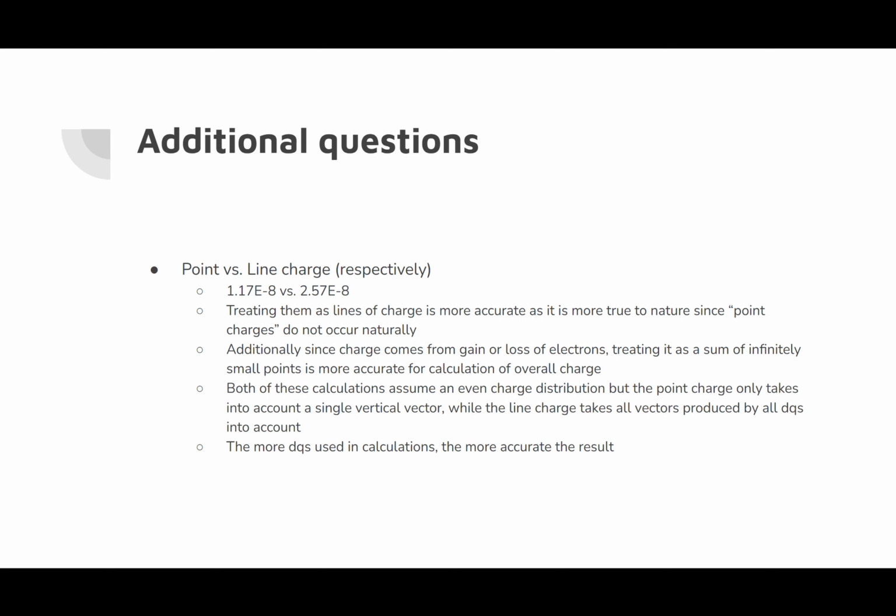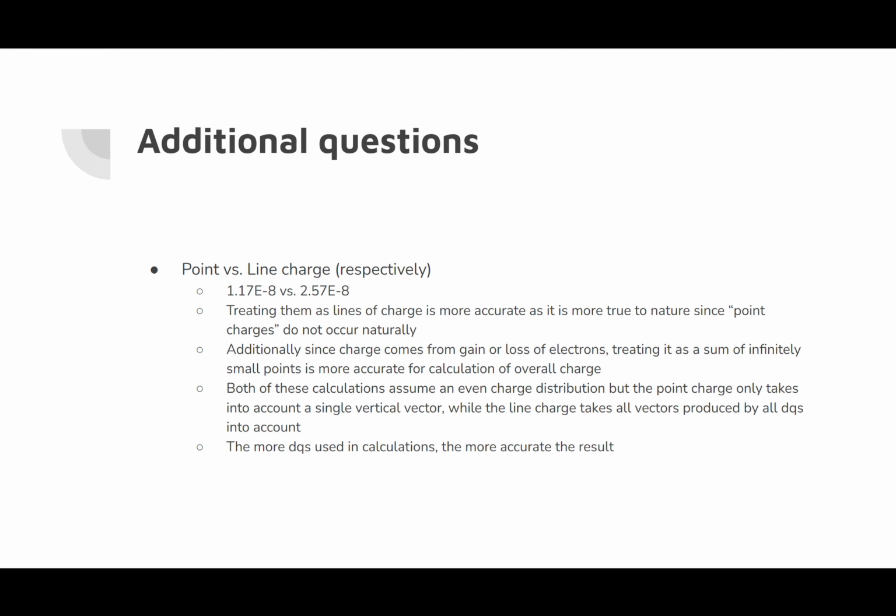Additional questions: point versus a line charge, which is comparing it to Lab 1. In Lab 1, we got a value of 1.17e-8 coulombs, and this time we got 2.57e-8. This 2.57 is going to be more accurate since the tape is not truly a point charge. Treating it like a point charge was just for convenience.